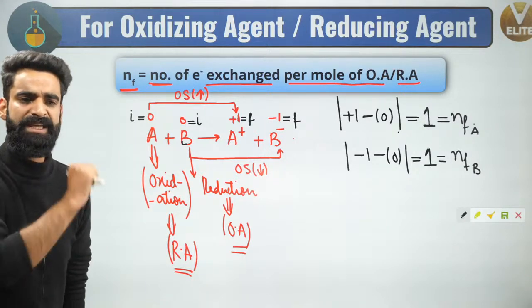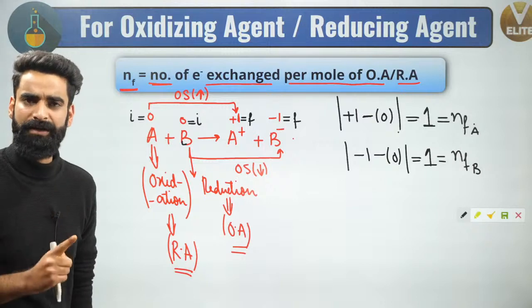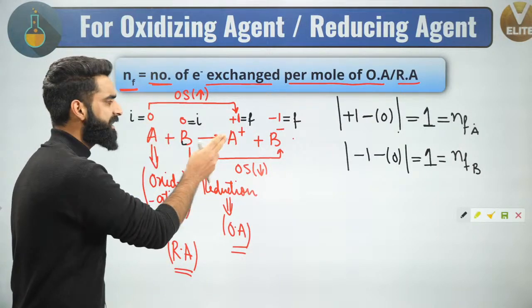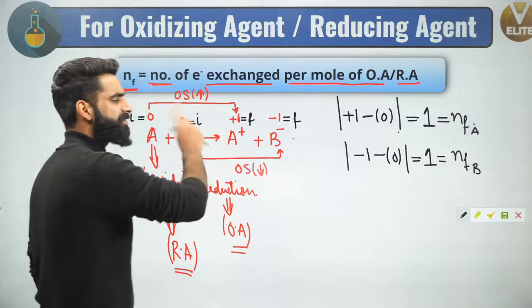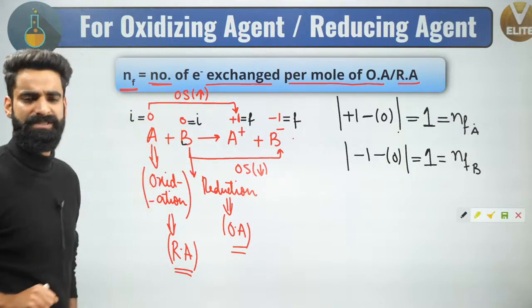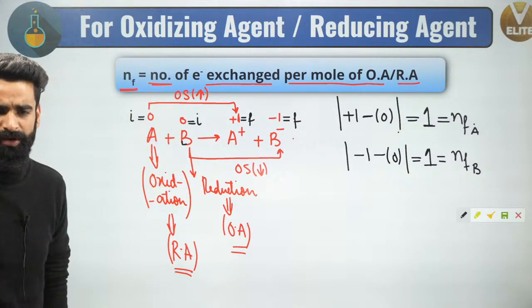Absolutely right. This was case number 1, which I wanted you guys to understand. The n factor of the oxidizing agent is simply the change in the oxidation state of the element right here. You just have to take the mod of that.